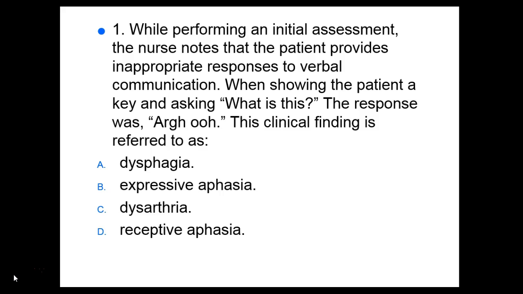If you picked the letter B, expressive aphasia, you would be correct, because the patient isn't able to speak or express themselves. Dysarthria is a condition where the patient's speech is slurred, but you would still be able to understand them. And receptive aphasia is when the patient isn't able to understand what the nurse is saying to them.